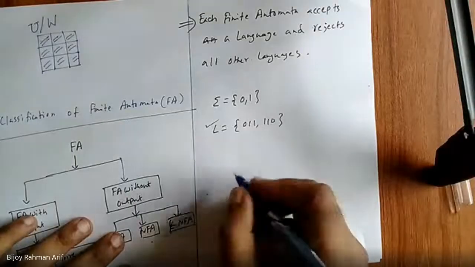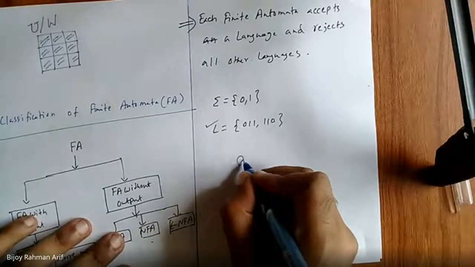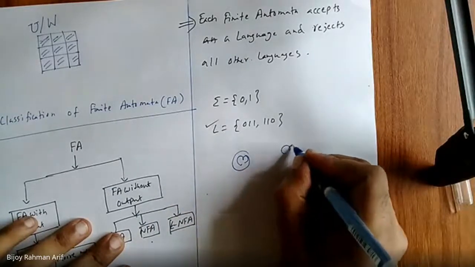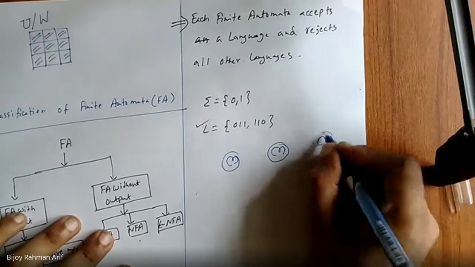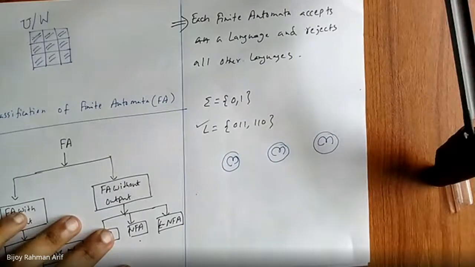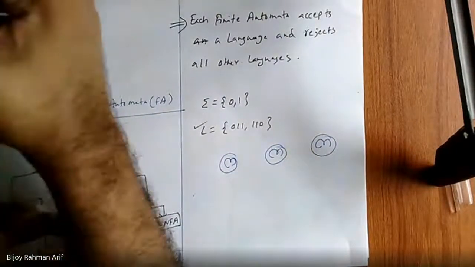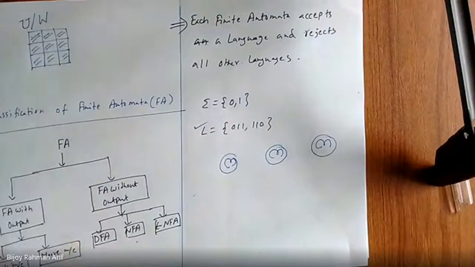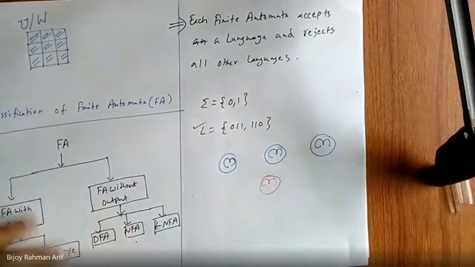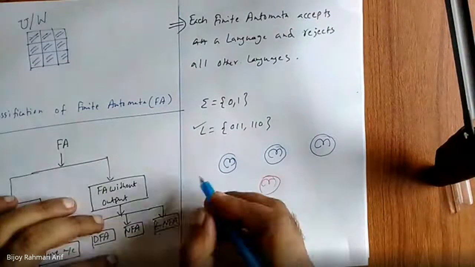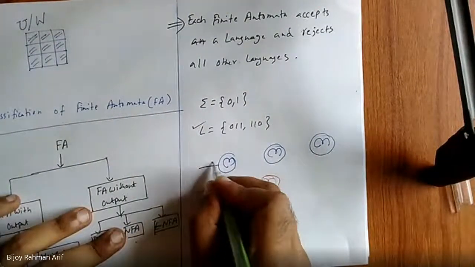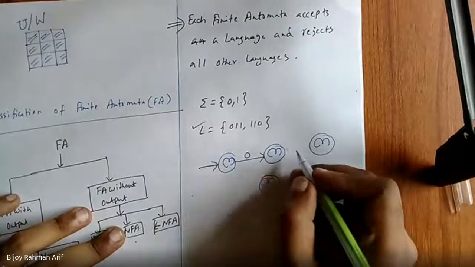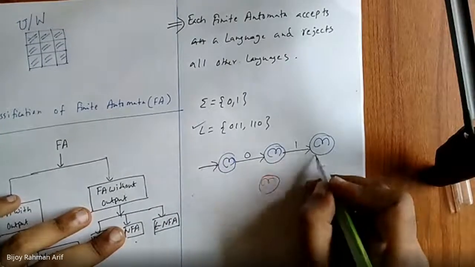Let me solve the problem. Imagine I have some bulbs. This is one bulb, this is one bulb, this is another bulb, and I have a special bulb. Starting from here, when I get 0, I'll go to here. When I get 1, I'll go to here. When I get another 1, I'll come back here.